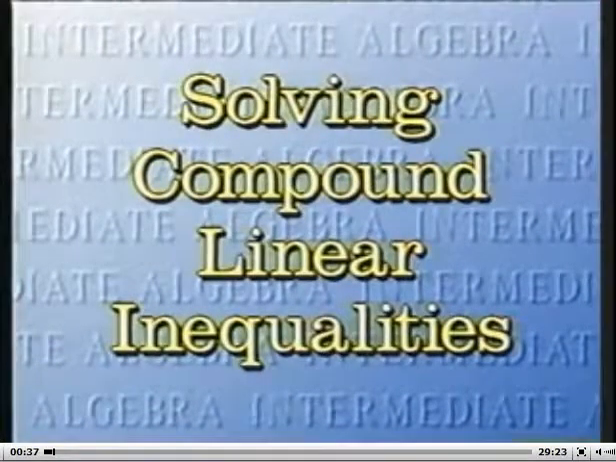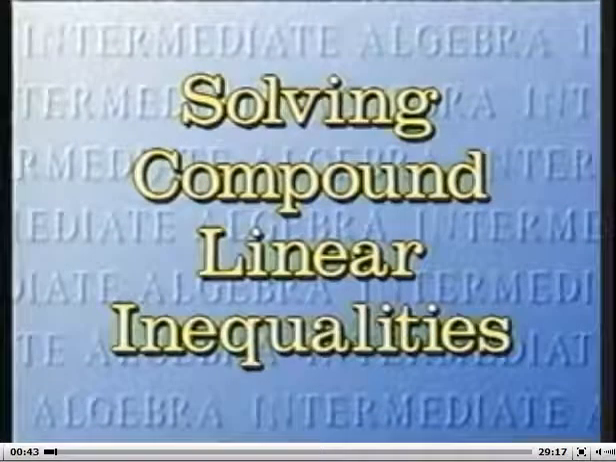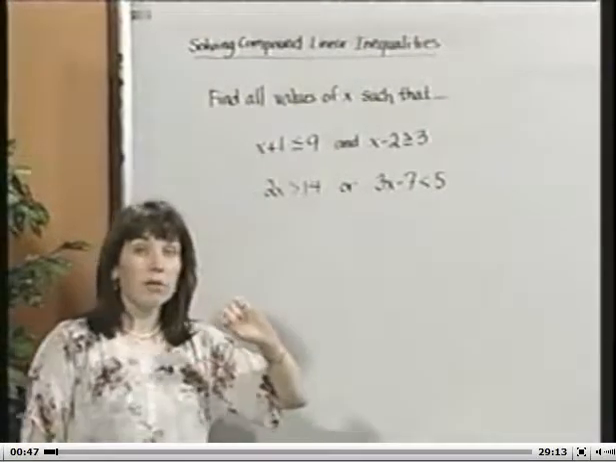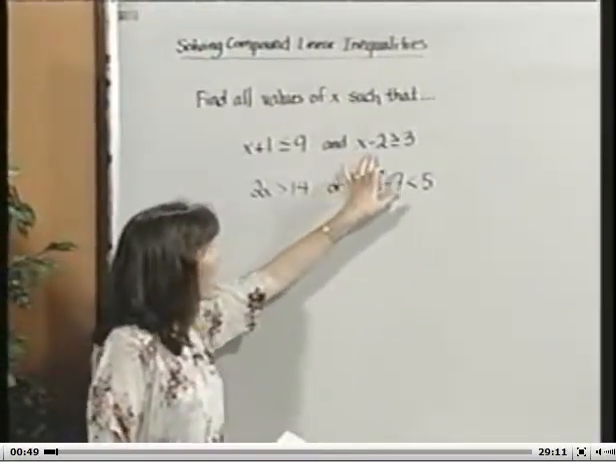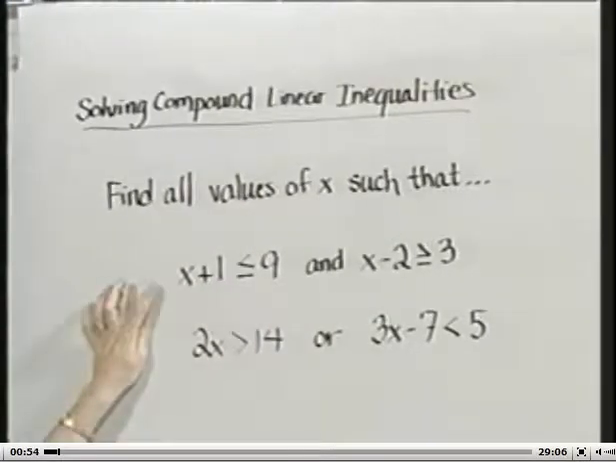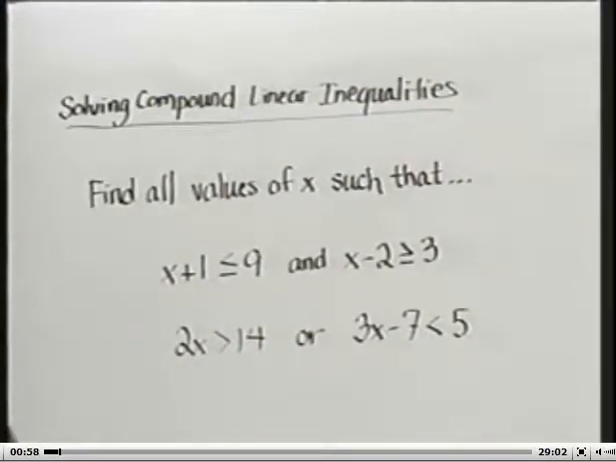To begin with, let's take a look at the board, and I have two statements on the board. Find all values of x such that the following is true. Number one, x plus 1 is less than or equal to 9, and x minus 2 is greater than or equal to 3. That's the first statement. So I'd want all the values of x that work here and work here.